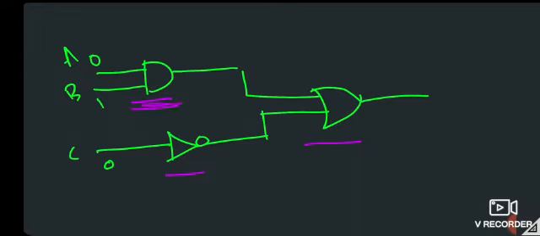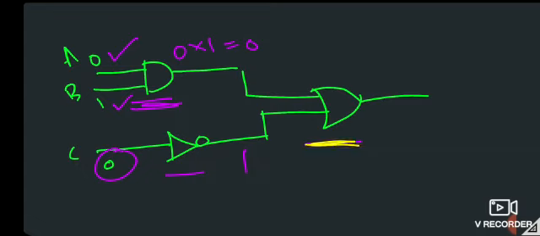In the case of the AND gate, two inputs are there, 0 and 1. The AND gate is a multiplication operation, so 0 into 1 equals 0. The NOT gate is an inverted version, so 0 is converted into 1.